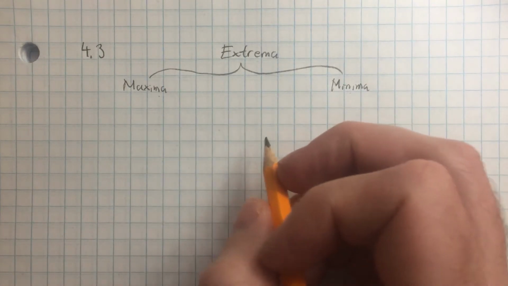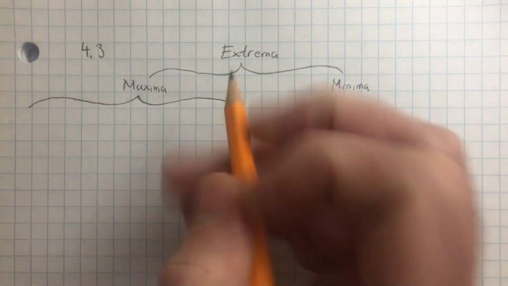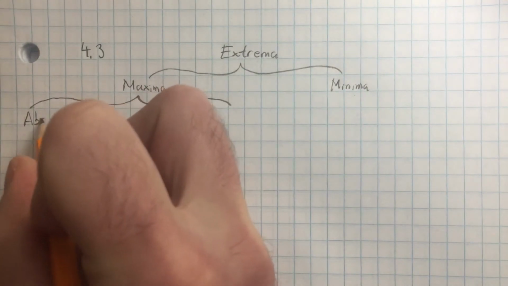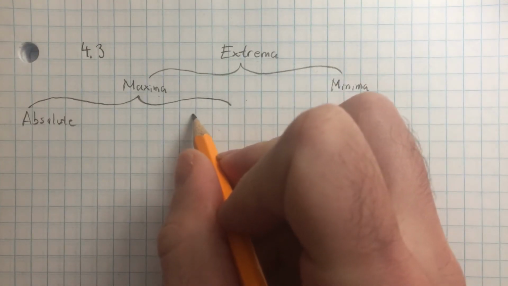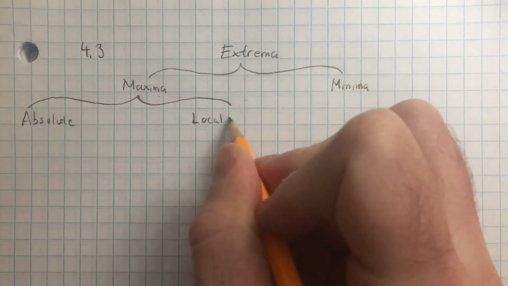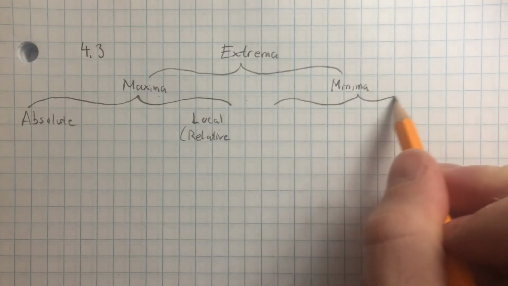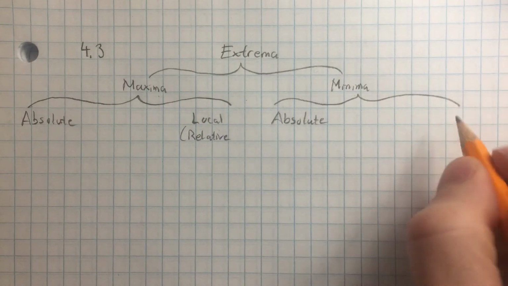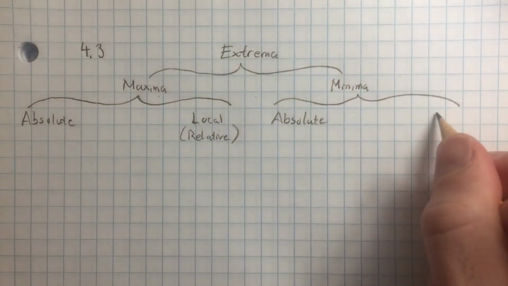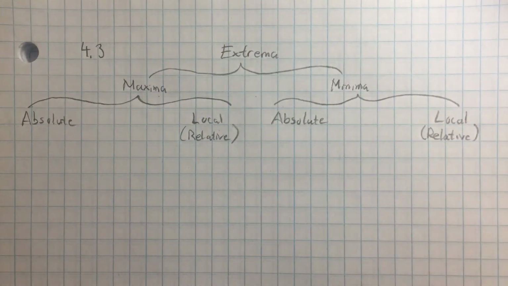And within the maxima and minima, there are two types within those. And that would be absolute and relative. The book uses the word local. So those are two terms for that, local or relative. Same thing for minima, absolute minimums, and local or relative. Local or relative, it doesn't matter what you want to call them. Both mean the same thing.